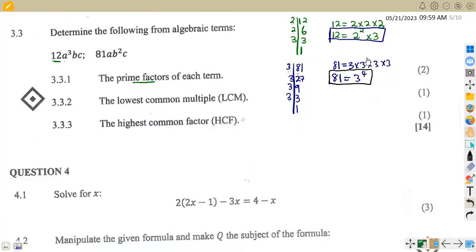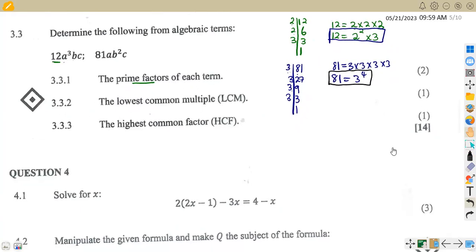The first question is just to write this as product of prime factors of each term. Okay, then on the other part of the question now, on 3.3.2, we are asked now to calculate or to determine the lowest common multiple, which is the LCM. So the LCM, remember guys what I said, you take the terms that have got the highest powers, and for the LCM, as long as a term appears, that term must be written. Every term must be in your answer.